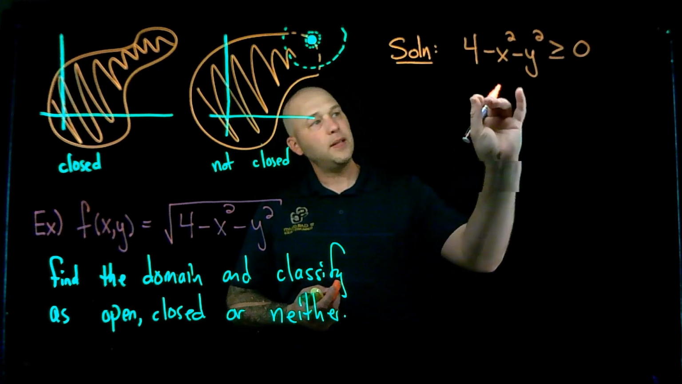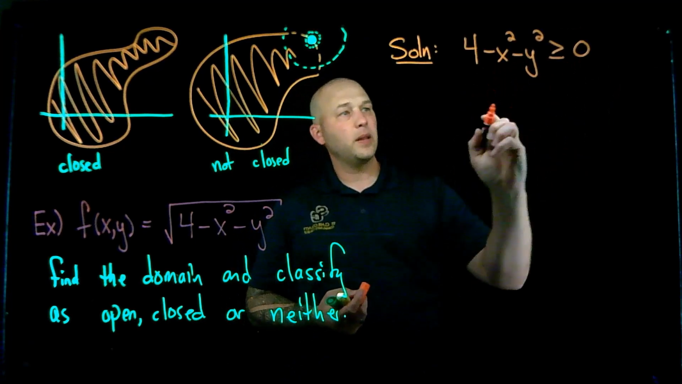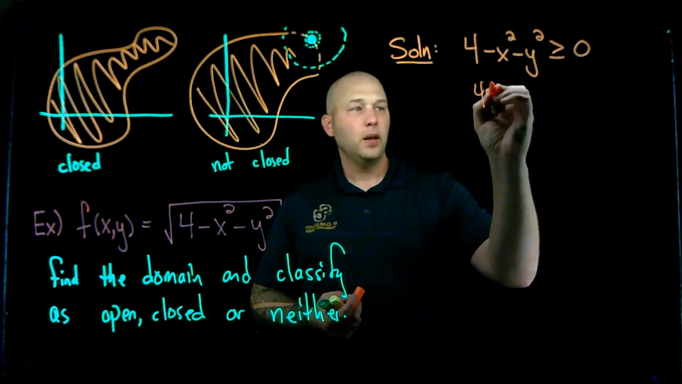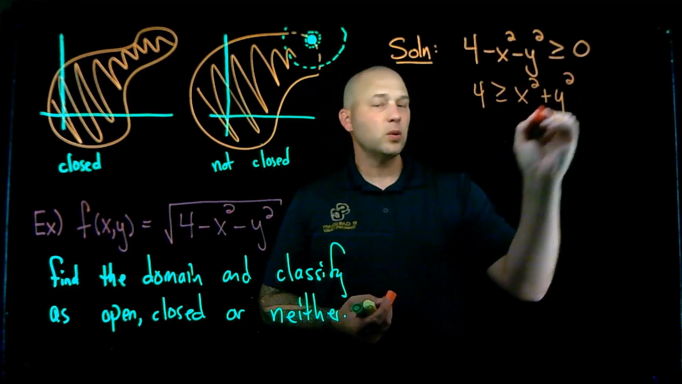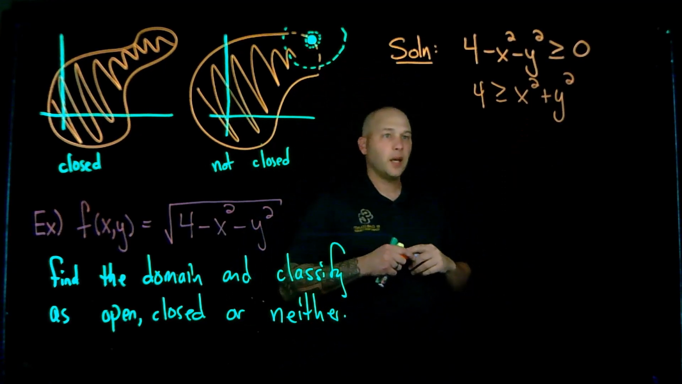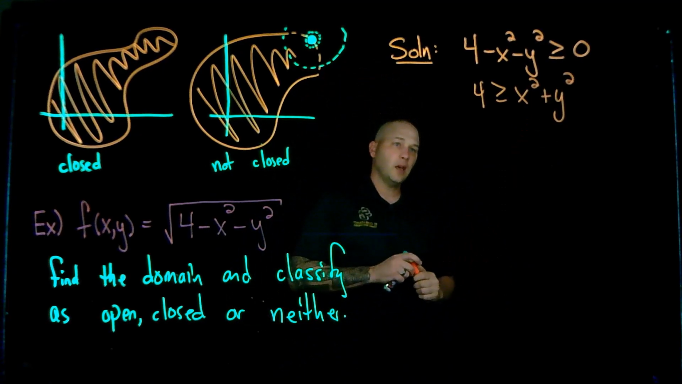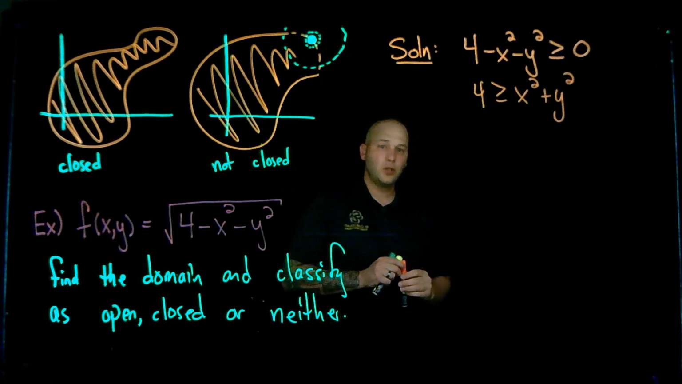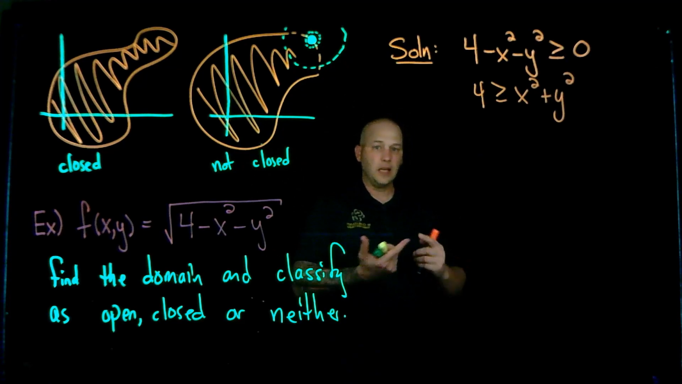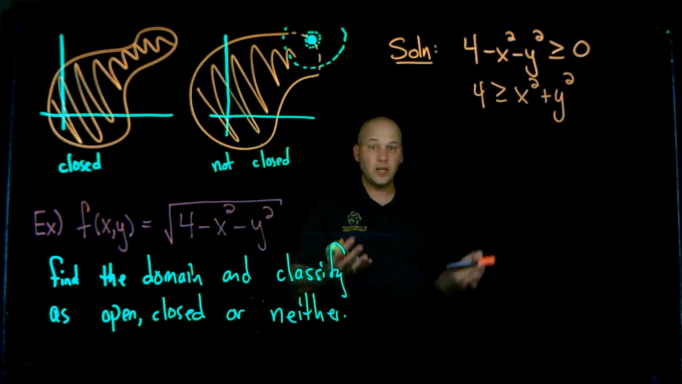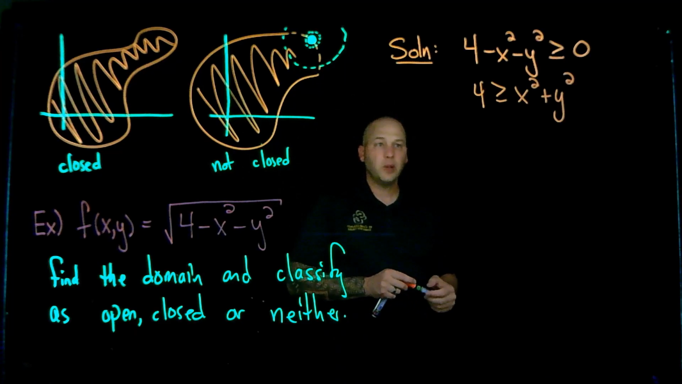So if I take both of these terms here and I put them on the other side, I get 4 is greater than or equal to x squared plus y squared. And this is an inequality in two variables, so I can't solve it like we can in pre-calc, right? I can't find, say, an interval or something, because this is going to be a region in the plane.